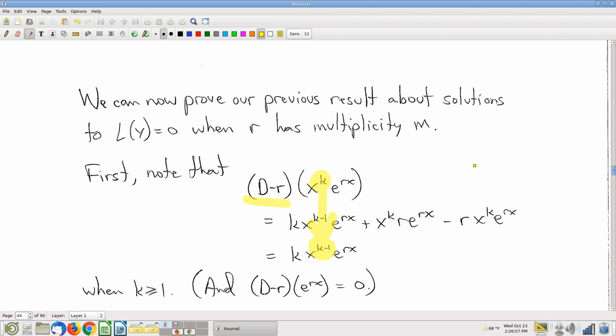Yeah, there's a factor of k out front. It's going to turn out that this scalar factor doesn't matter, but anyway, it's there. Quick side note, of course, that number has to be the same as that number. On the other hand, an immediate calculation shows D minus r on the exponential gives you just 0.